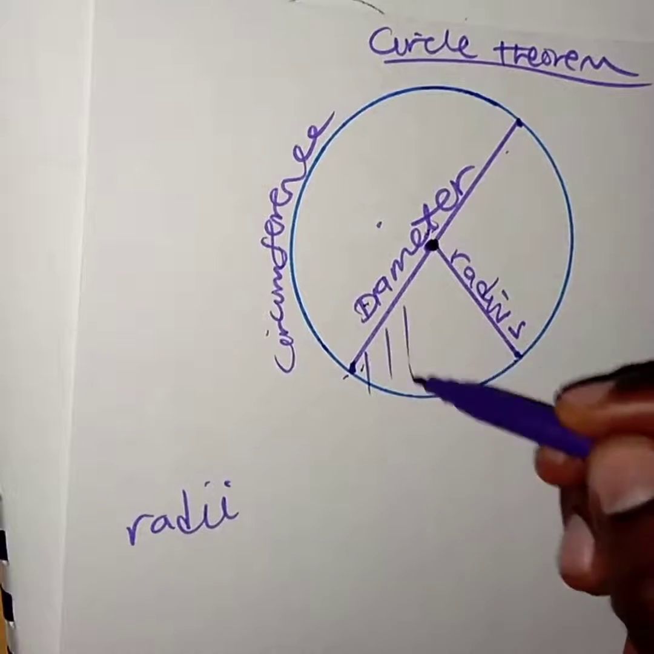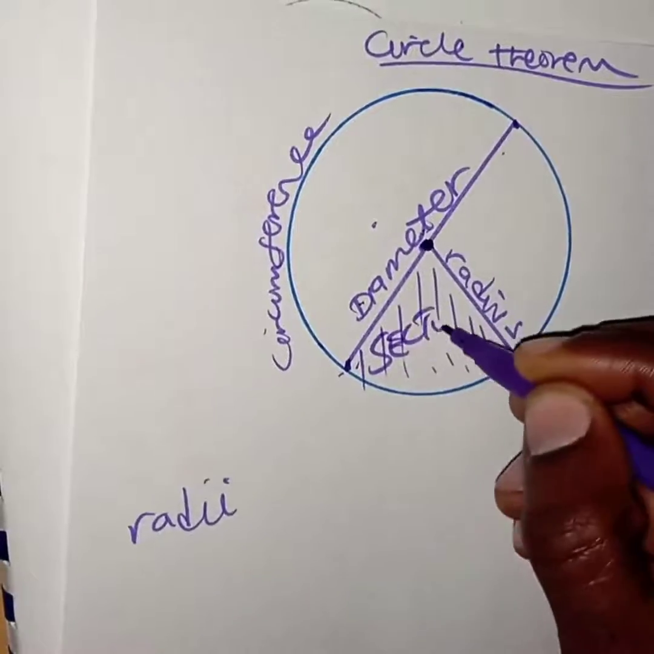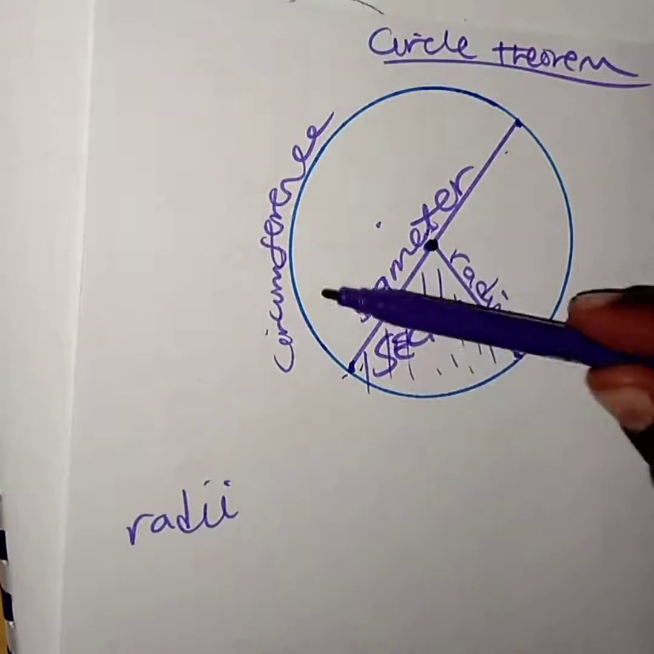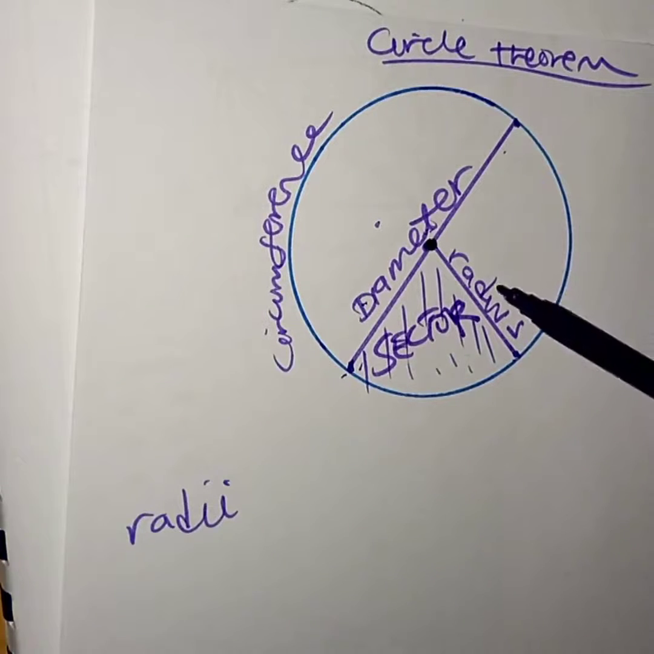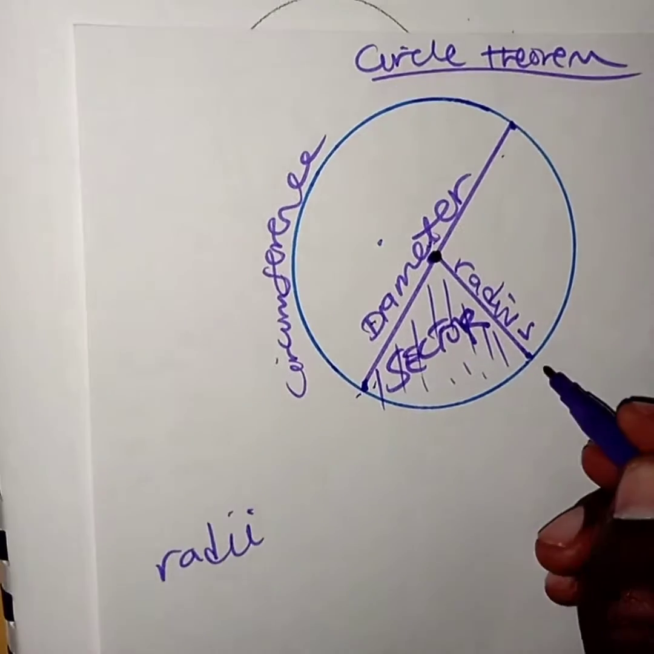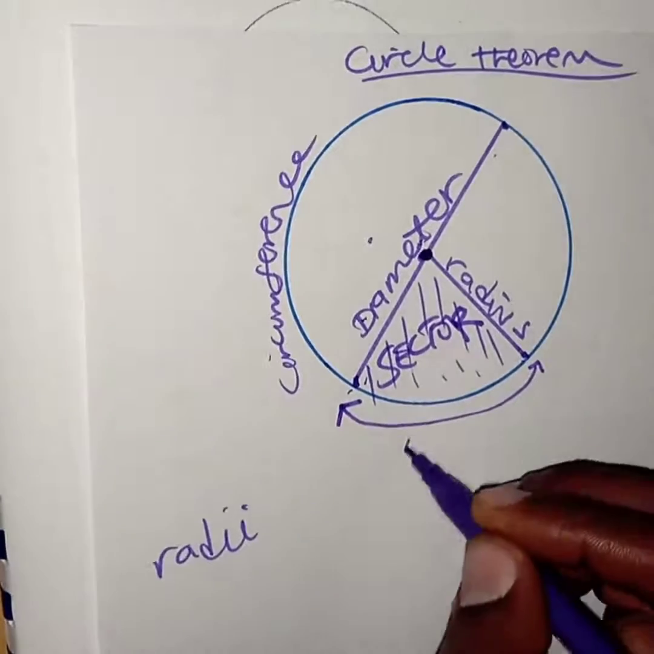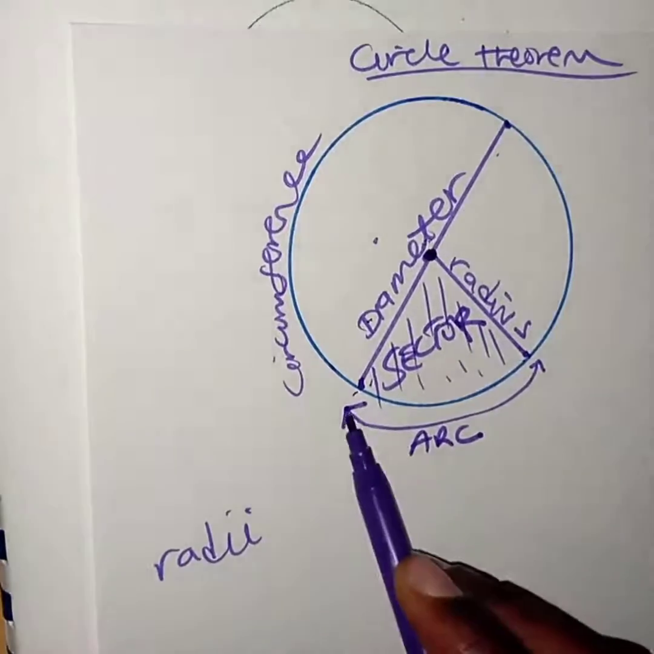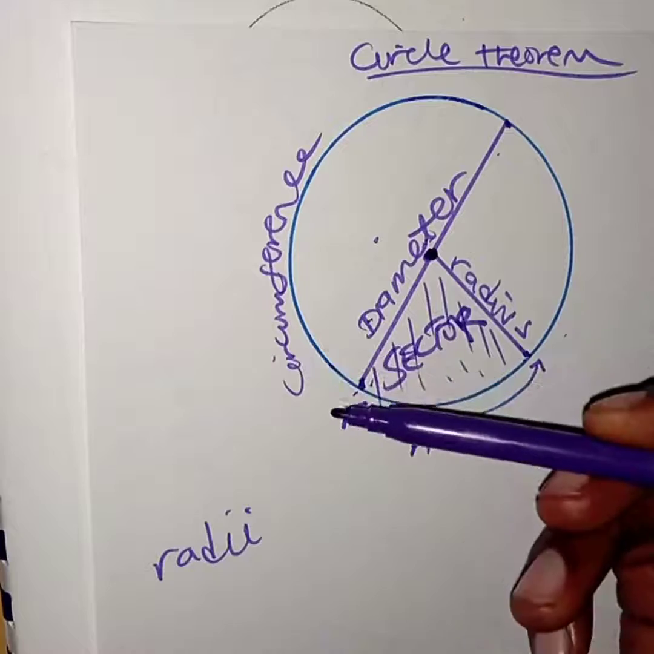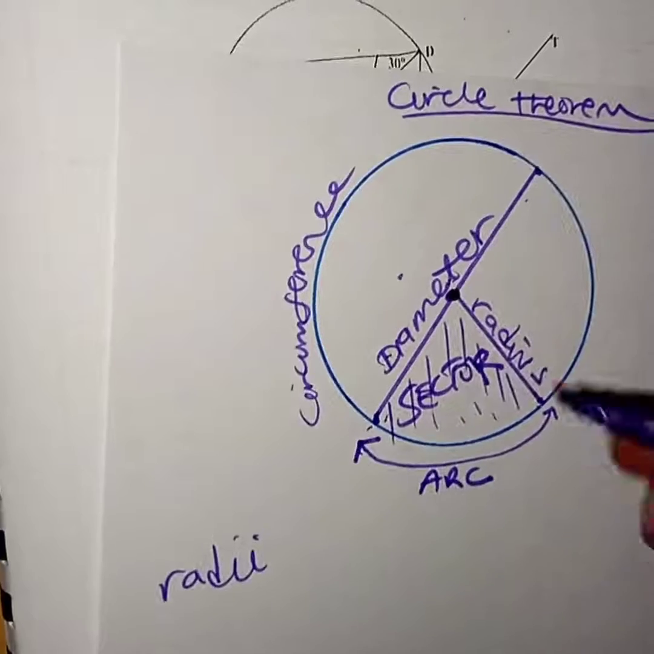This part bounded by the two radii is called a sector. As you can see, this is a minor sector, and the rest is a major sector. What about the part from here alone up to here, where the sector is? It is called an arc. This is the minor arc, and the rest, the other way around, is called a major arc.